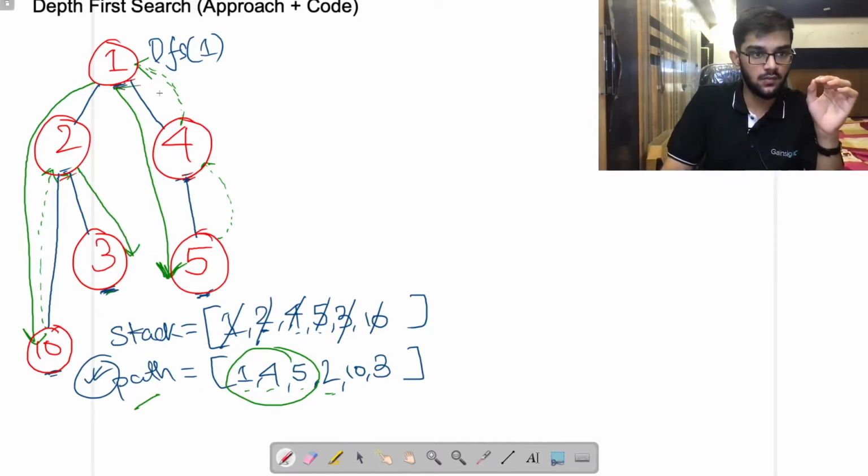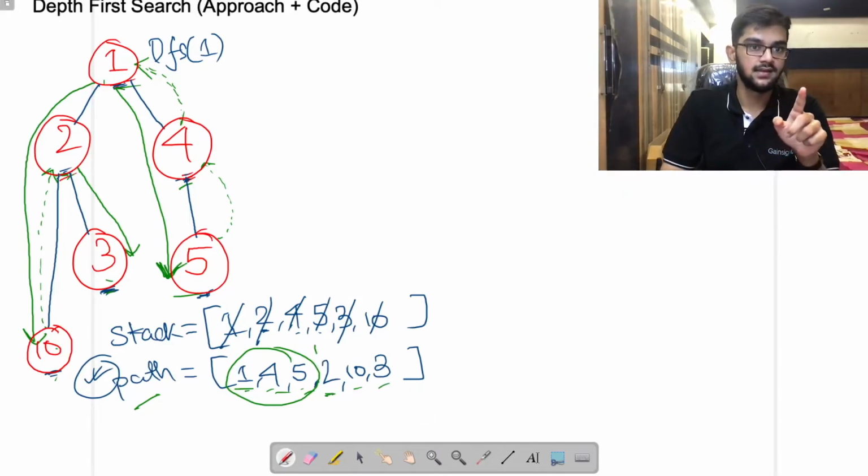That's it. So we have 1, 4 and 5, and then 1 to 2, 2 to 10, and then 3. So 2 to 10 and to 3. Again, I don't have to write 1 here, right? That's not valid in our case.